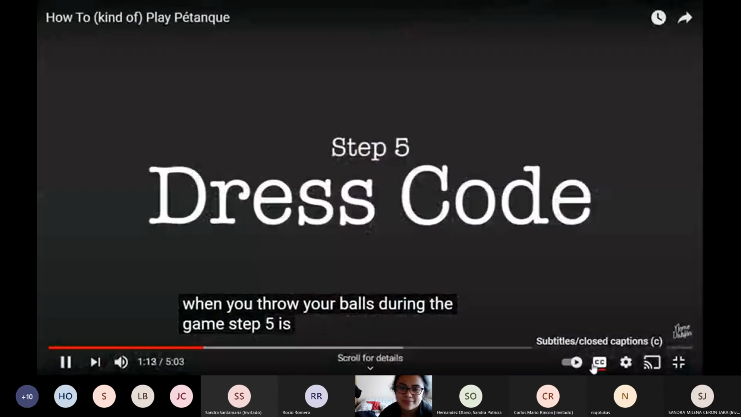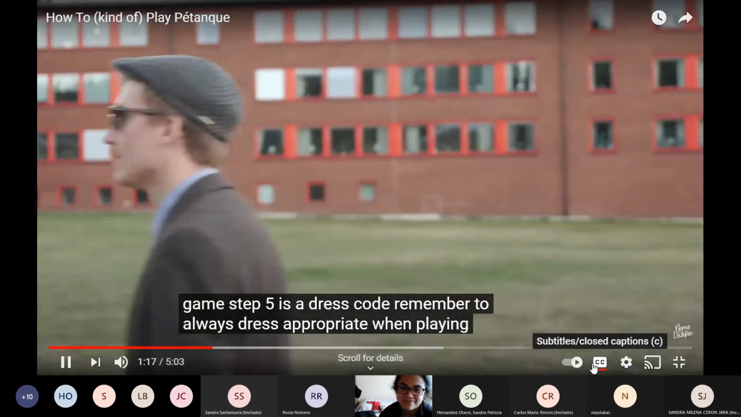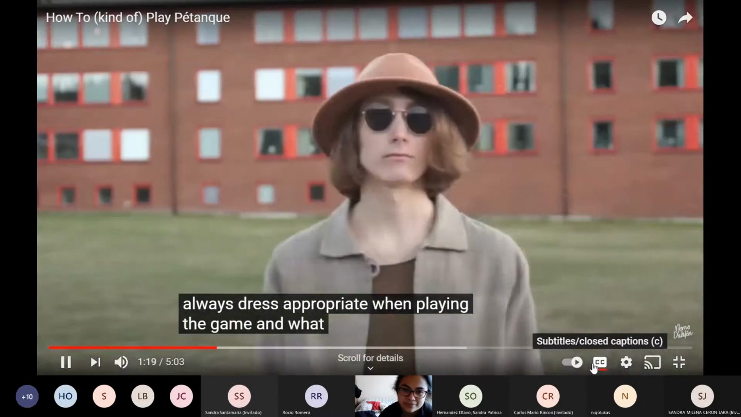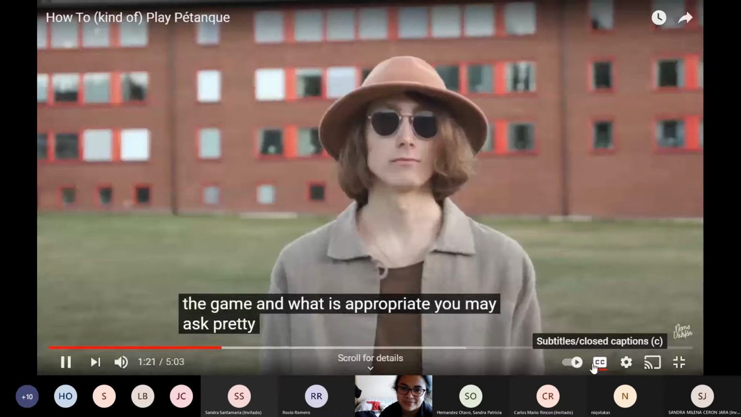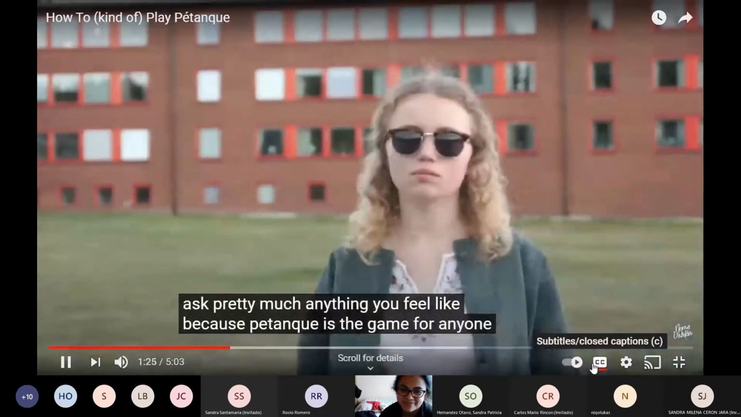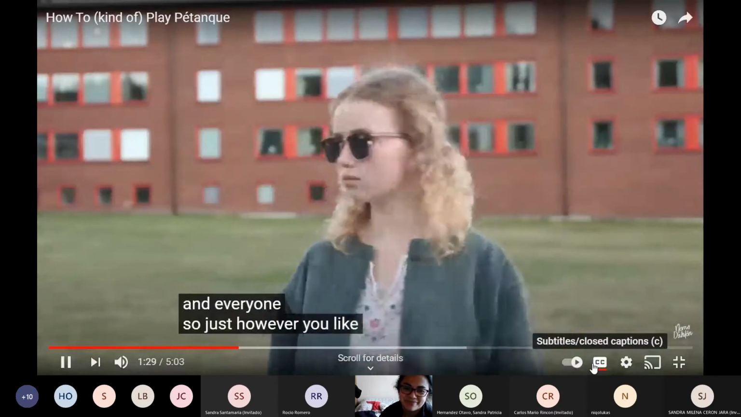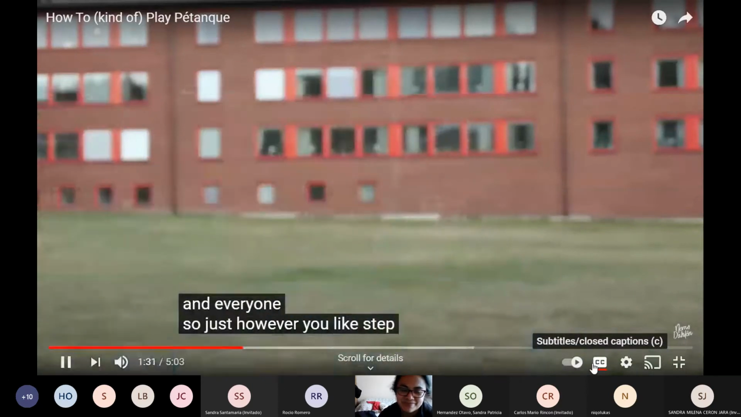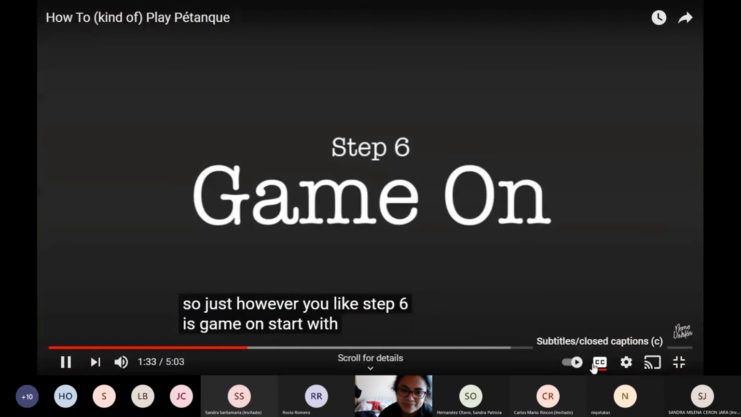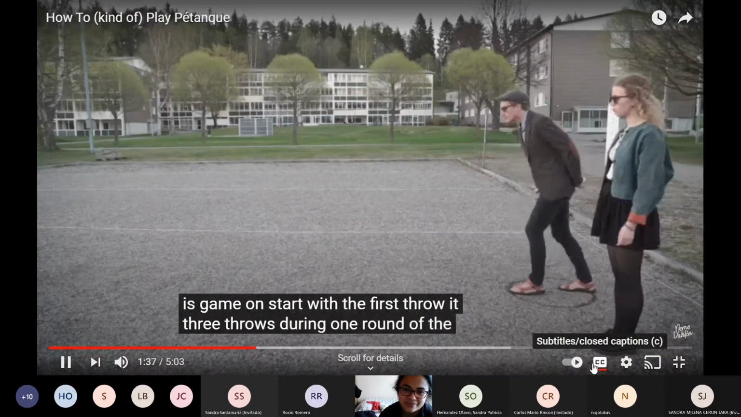Step 5 is the dress code. Remember to always dress appropriately when playing the game. And what is appropriate, you may ask? It's pretty much anything you feel like, because petanque is a game for anyone and everyone. So dress however you like. Step 6 is game on. Start with the first throw. There are 3 throws during one round of the game.